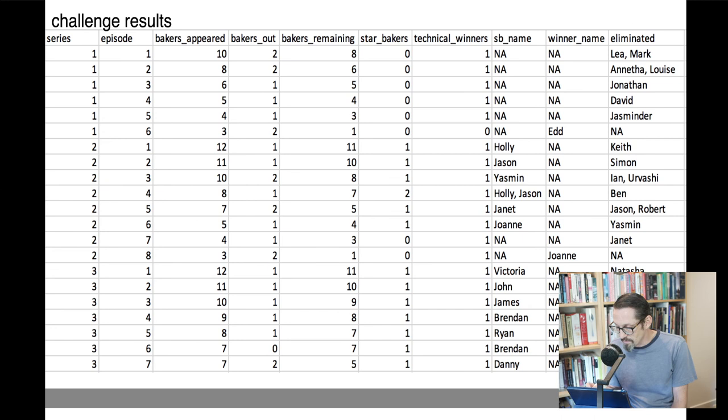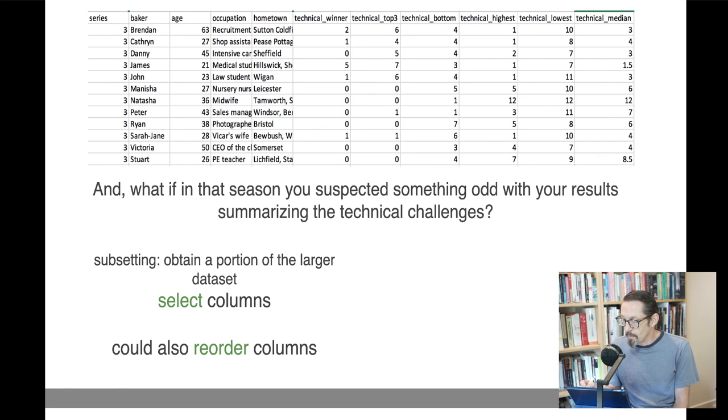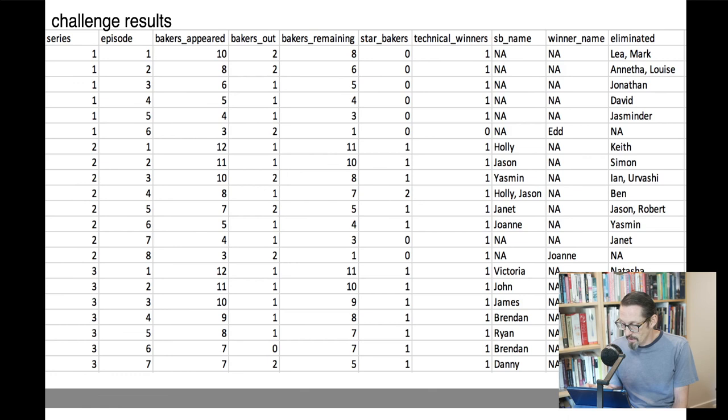We're going to sort things out by series and episode, and then we can check, you know, whether there was a winner, how many Bakers appeared, so that, like, if you want to know, like, how could they possibly have been, like, 12th place, right? Did Natasha from Tamworth appear only in episodes that had at least 12 Bakers? Okay?